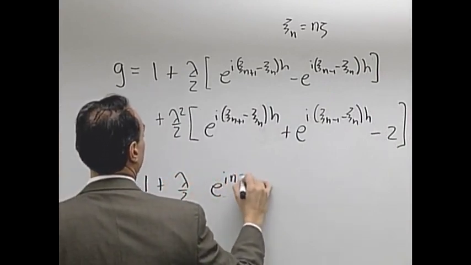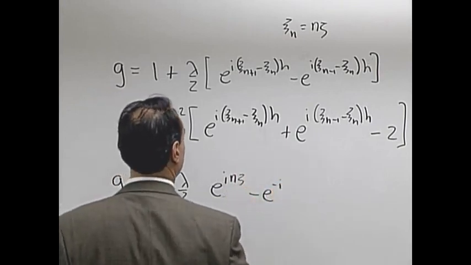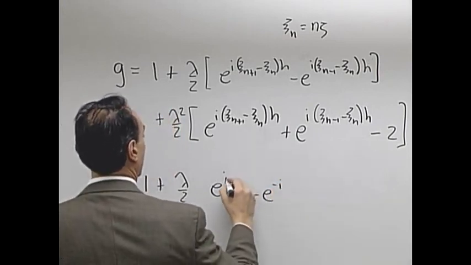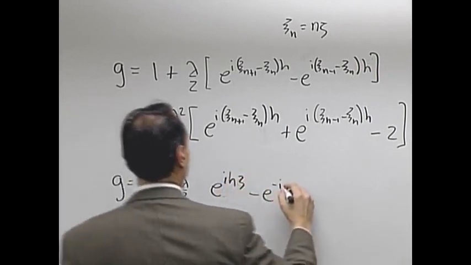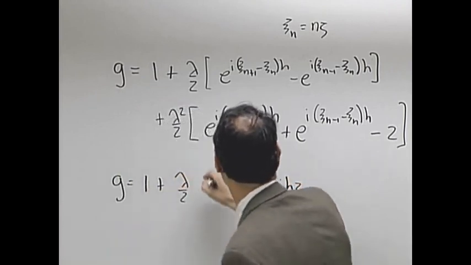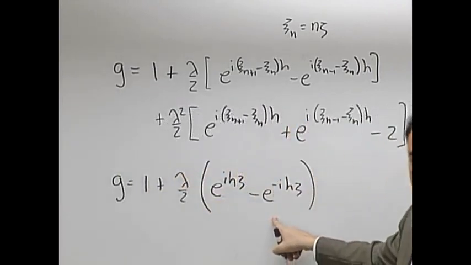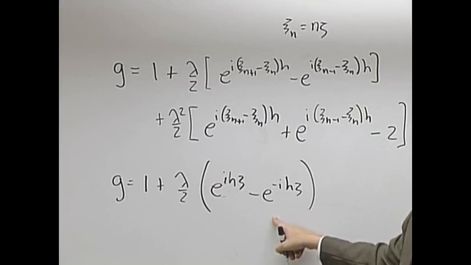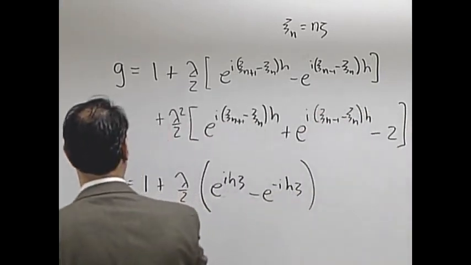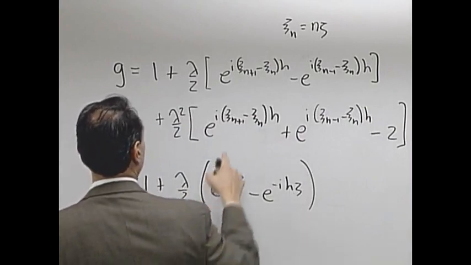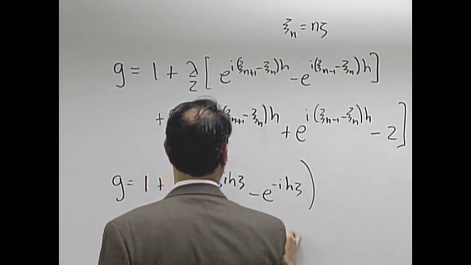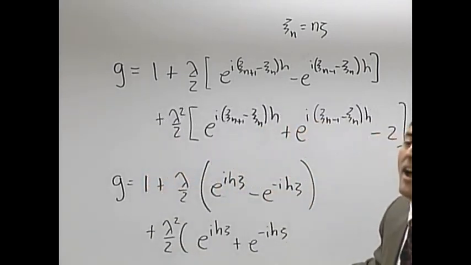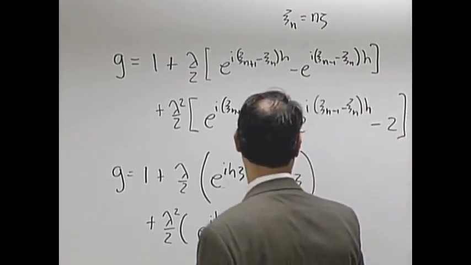E to the I n zeta minus, actually, sorry, zeta h zeta minus I h zeta. The ends cancel. You get this? That's our sine again. Plus lambda squared of 2. Same thing here. Now you get e to the I h zeta plus e to the minus I h zeta. And what's that? Cosine. Yeah. Great. I like when things show up that we know.